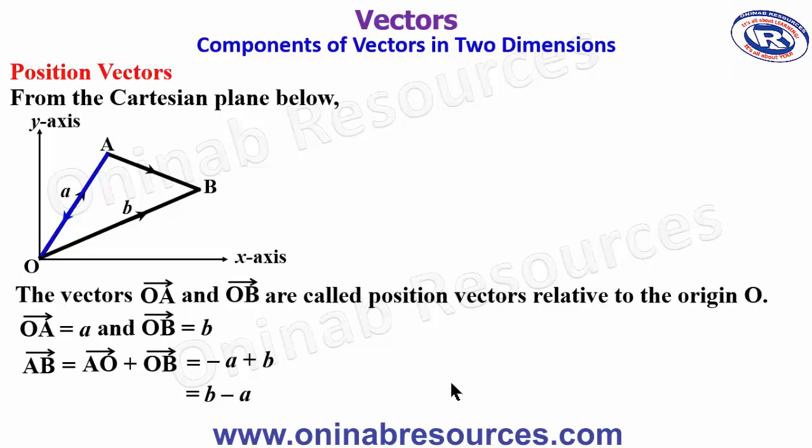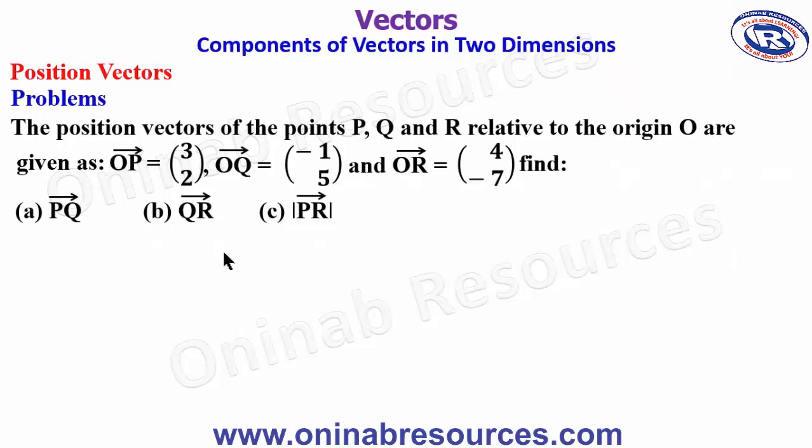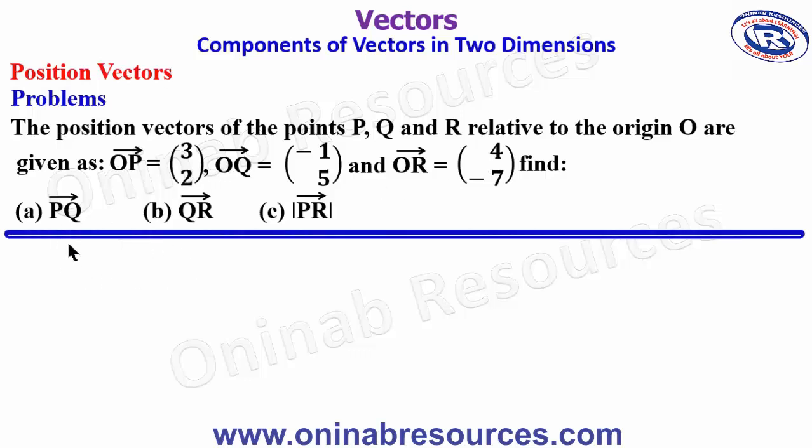So from here, we'll now be solving some problems. The position vectors of the points P, Q, and R relative to the origin O are given as OP equal to (3, 2), OQ (-1, 5), and OR (4, -7). Find PQ, QR, and the modulus or magnitude of PR. The position vectors of P, Q, and R are given as column vectors.